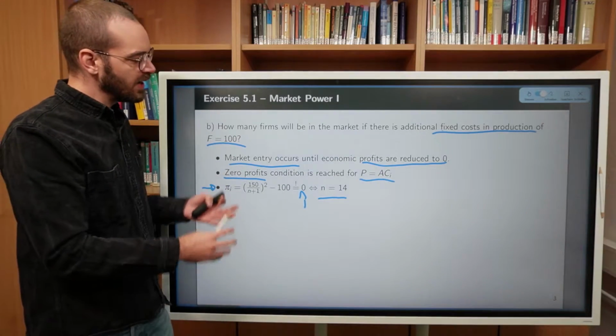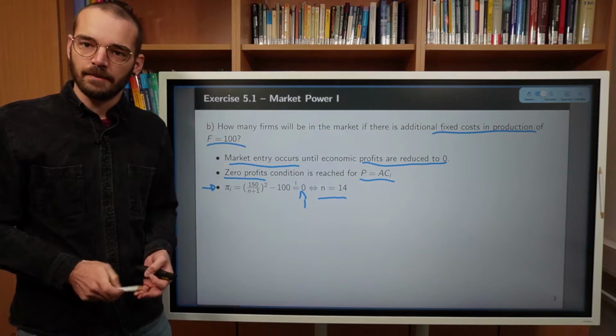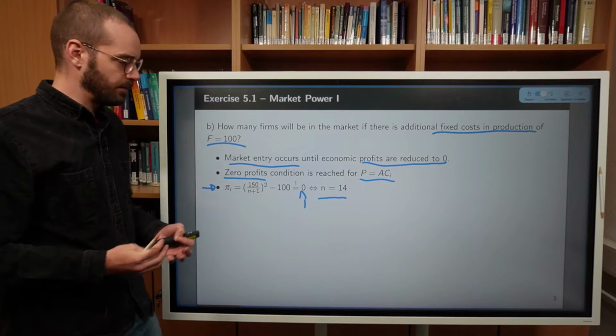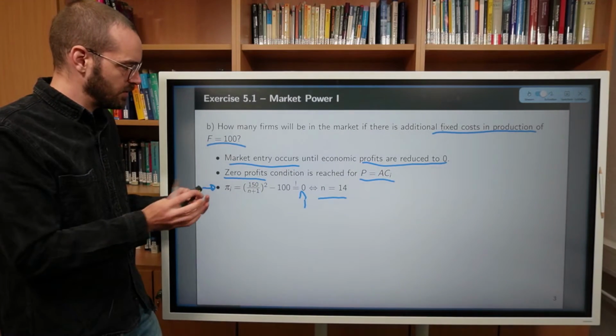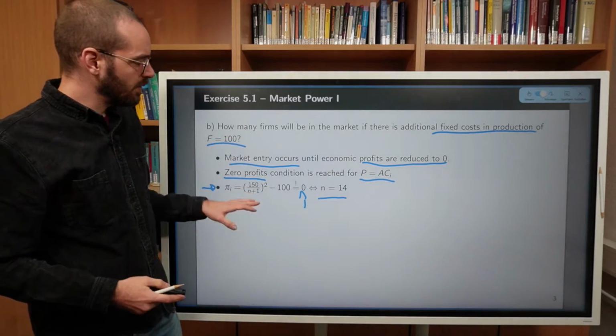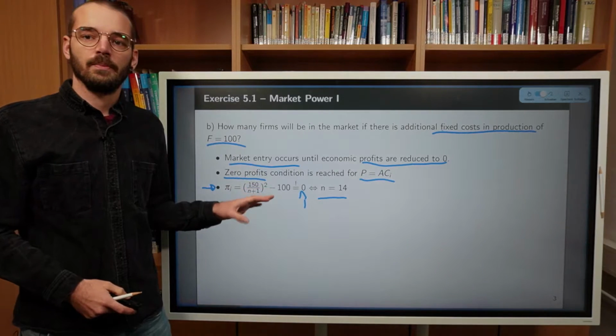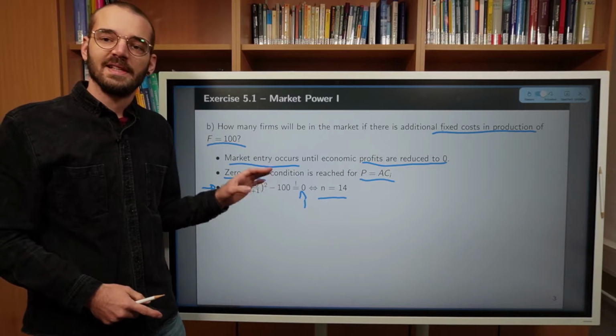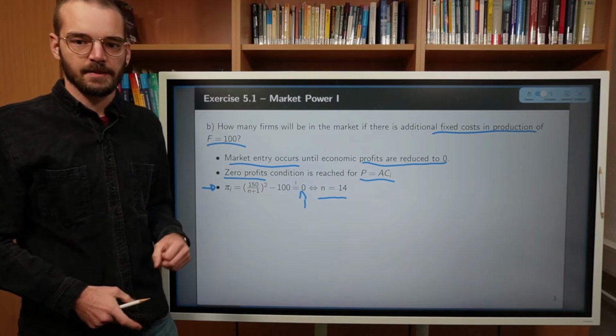and the solution provides that this statement is true if n takes a value of 14. Or, to interpret the results, we know that the profits of each individual firm are zero as soon as there are exactly 14 firms in the market.